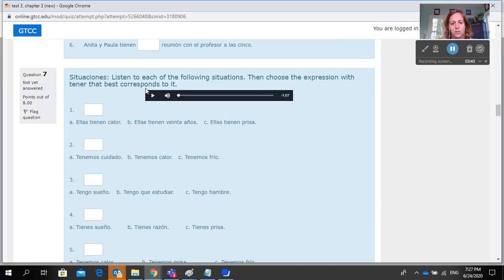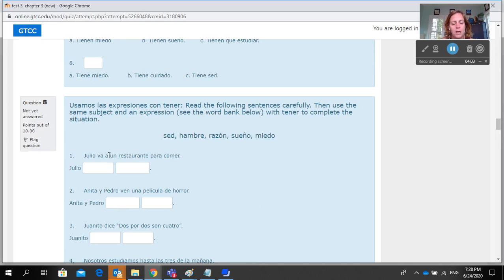Situaciones: listen to each of the following situations, then choose the expression with tener that best corresponds to it. If you play this, it's going to describe a situation, and if it's talking about somebody being in Mexico in the middle of summer, then you might say, ellas tienen calor. So you'll listen to the description of what's going on, and then you'll pick the tener expression that would best describe how these people feel in those situations.